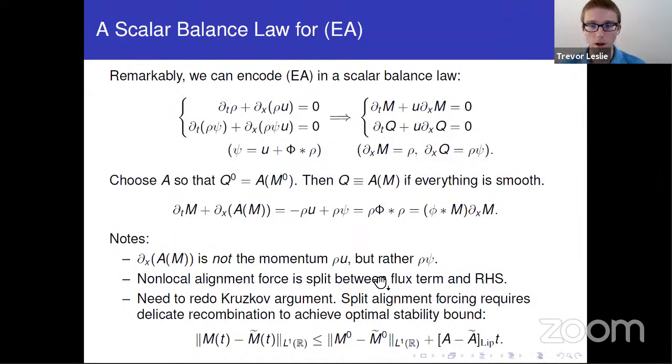Another note, because this balance law isn't, at least to my knowledge, in a form that's treated in the literature, we do need to build a well-posedness theory for this equation by hand. And this is mostly not a big deal, but one big challenge of the analysis is the fact that the alignment forcing is partially buried in this flux term, and we need to reunite it with the other part of the alignment forcing in order to take advantage of some cancellations. When we do that, though, we are able to achieve the same stability bound with respect to the initial data and the flux that one has for scalar conservation laws, which is pretty nice.